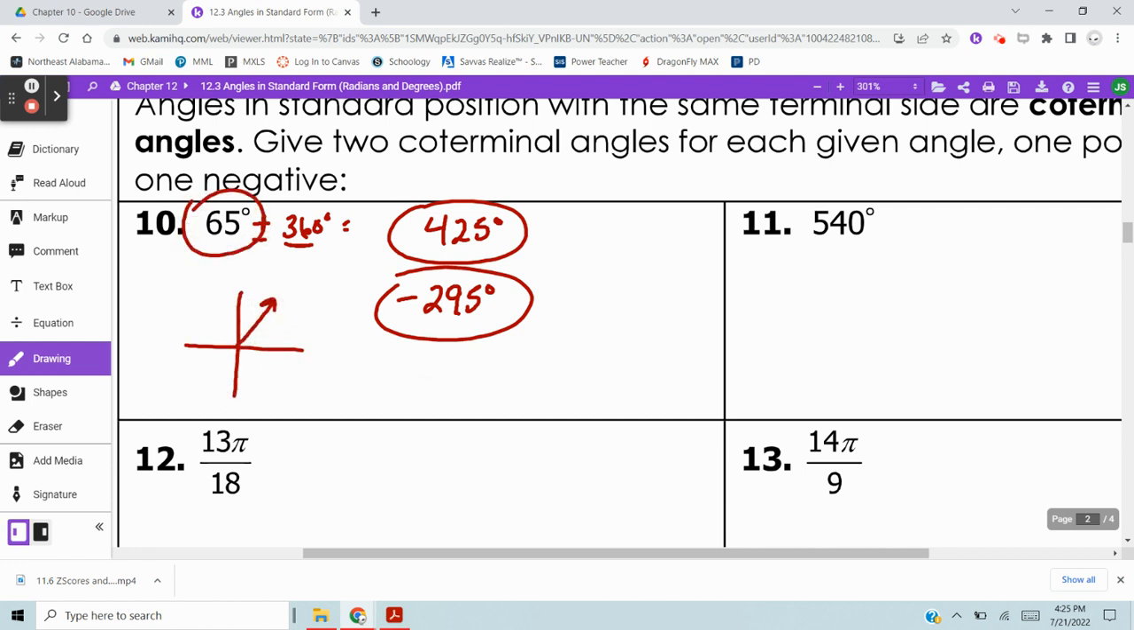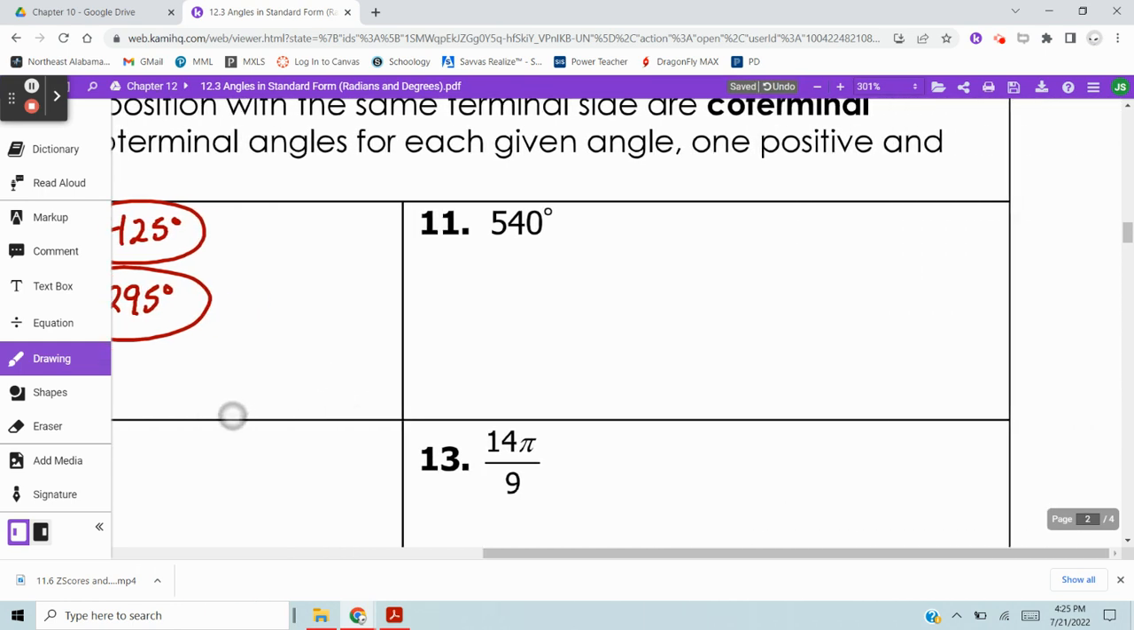And again, if you were to graph all of these angles, they would look like this. Here's 65. 425 would be 360 plus another 65. So it would look like that. And then you have negative 295, which would be negative 90, 180, 270, negative 295. Same angle. So all three of them would look identical.